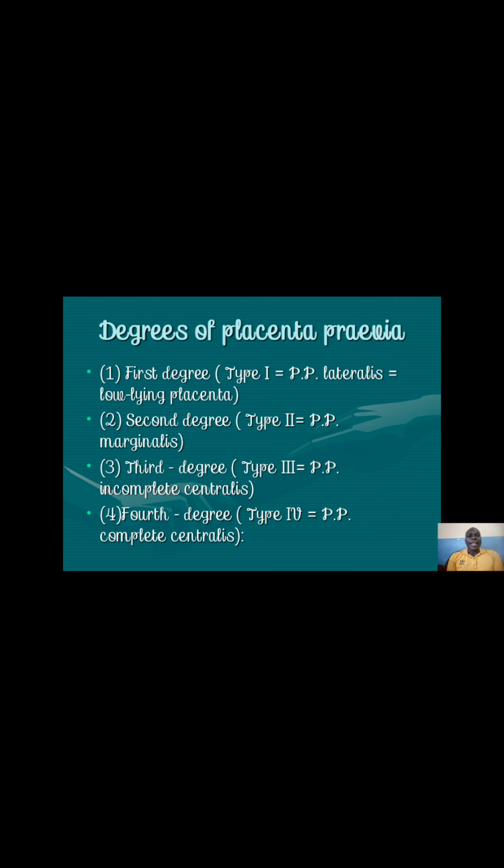Let us see the degrees of placenta previa, or the kinds or types of placenta previa. Yeah, first degree or type 1 placenta previa, unilateralis low-lying placenta previa. Tutaziona hapa nimezimention tu, but tutaziona nimezielezea vizuri and you shall see vizuri. But also kuna second degree or type 2 placenta previa ambao ni marginalis. Lakini pia kuna third degree or type 3 placenta previa incomplete centralis, and fourth degree ambao it is type 4 placenta previa ambao ni complete centralis. Let us see one by one.